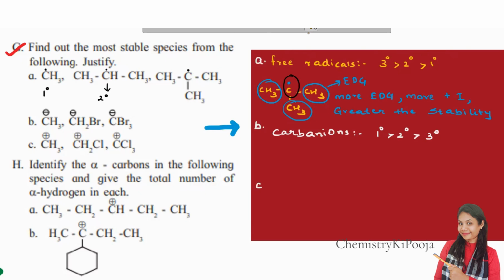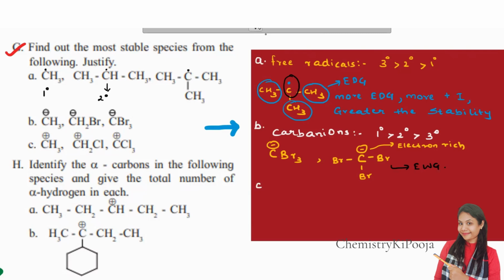Now if I look into the examples here, CBr3 is more stable. Why is this more stable? If I write down the structure, this is 3 Br attached to the carbon, which is already electron rich. The carbon containing a negative charge is an electron rich group, and to this electron rich group three Br groups are attached. All three Br are electron withdrawing groups.